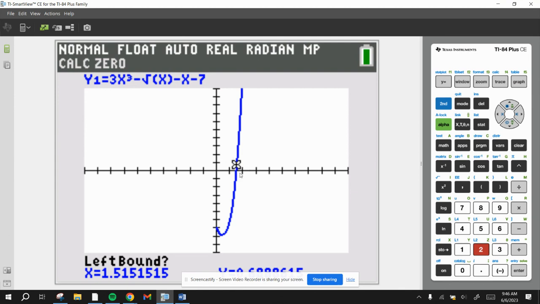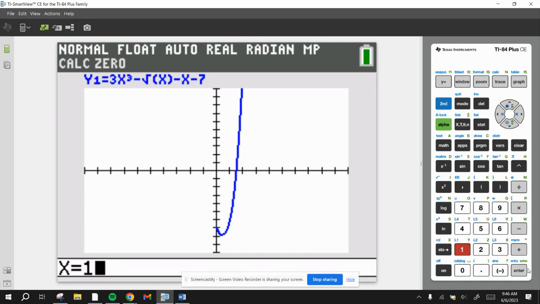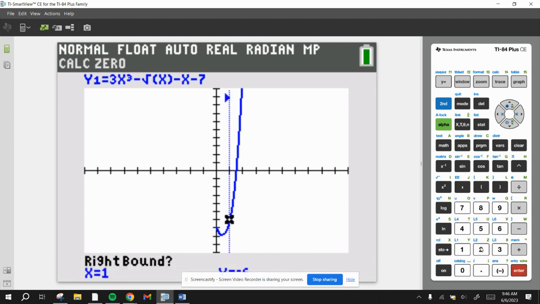Just pick any number that's to the left of 1.5 because that's what we know the 0 is about. And just make sure that the graph exists there. So I'm going to say like 1. And then on the right hand, I'll hit 2, enter. So 1 enter, 2 enter, and enter for a guess. It gives me that. So either way is fine.